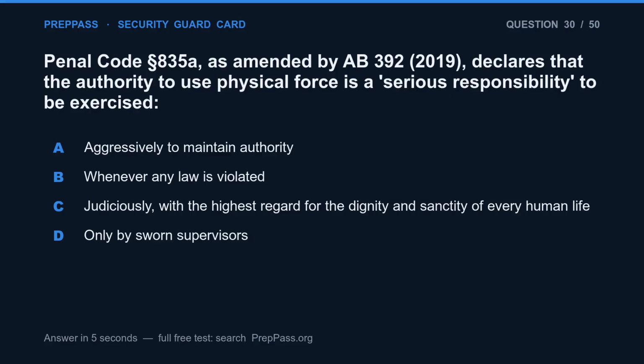Question 30. Penal Code Section 835A, as amended by AB 392, 2019, declares that the authority to use physical force is a serious responsibility to be exercised A. aggressively to maintain authority. B. Whenever any law is violated. C. Judiciously, with the highest regard for the dignity and sanctity of every human life. D. Only by sworn supervisors.